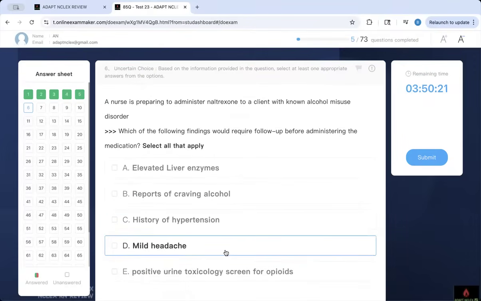And next is preparing to administer naltrexone to a client with a known alcohol misuse disorder. Pay attention to that medication. Which of the following findings will require follow-up before administering the medication? Select all that apply. You may not know the medication, but what did the answer choices say? Elevated liver enzymes, report of craving alcohol, history of what? Hypertension, mild headache, positive urine toxicity screen for opiate.